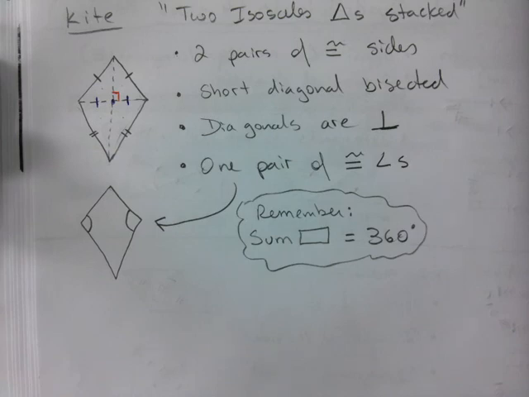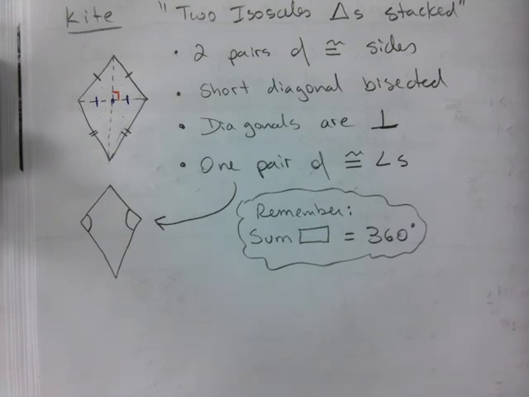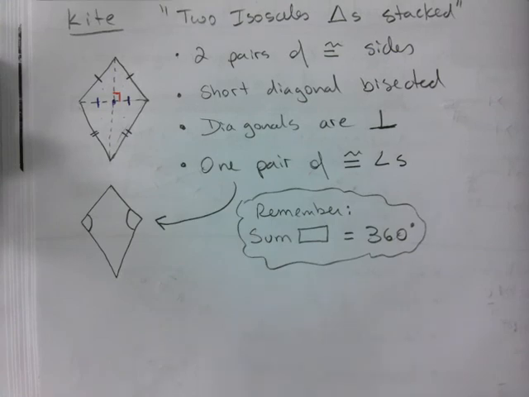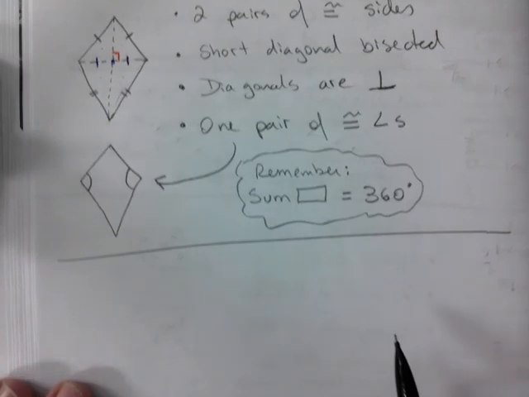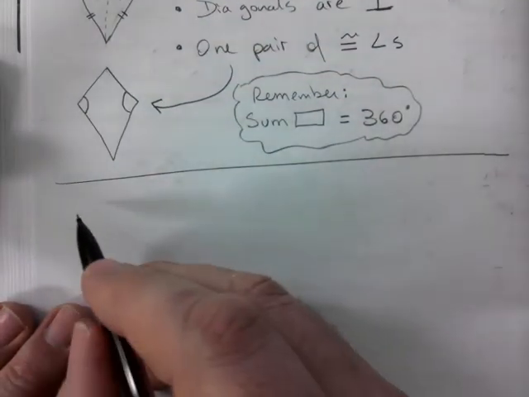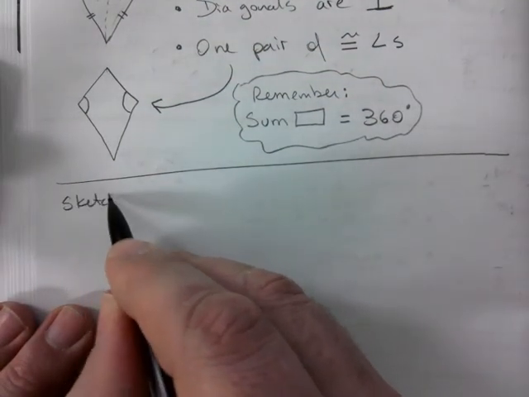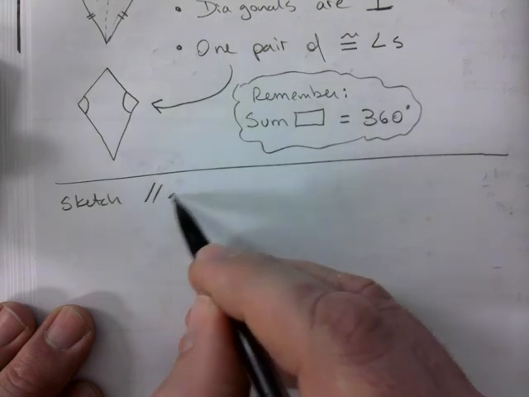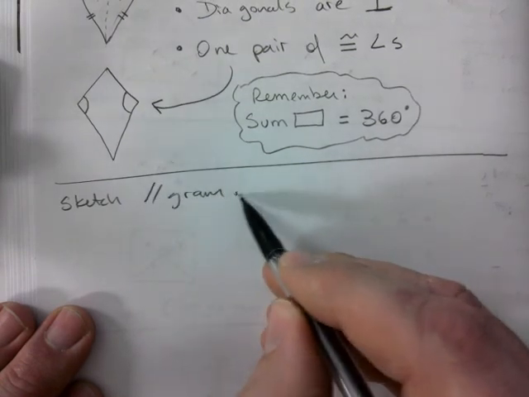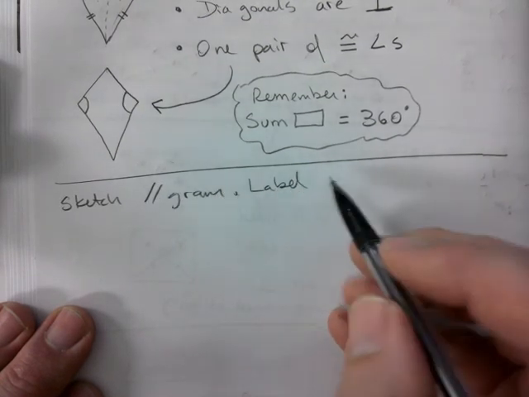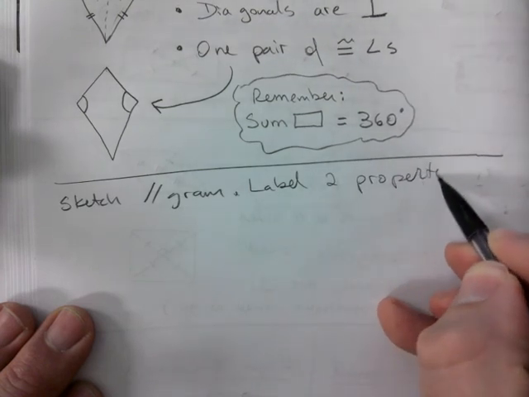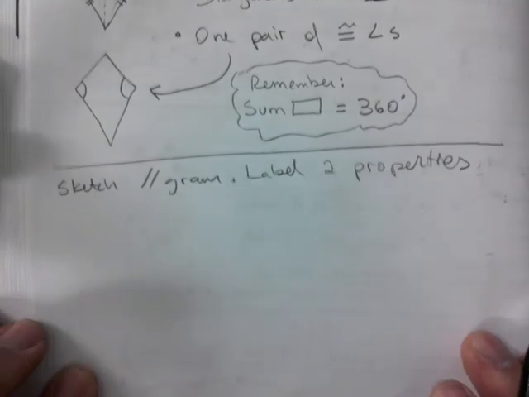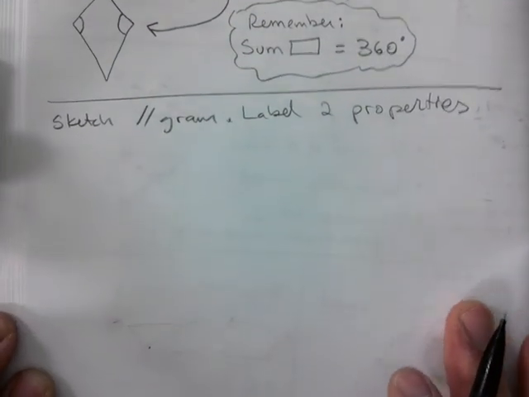And so, can I just do one? I want to do one example before we go, because I find that this was all dry and boring, and I get it. So let's just do one example before we go. It's not going to take long. Sketch a parallelogram, label 2 properties. Just write that down, and I will guide you through it real quick.